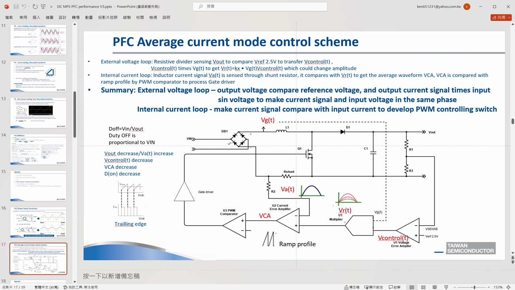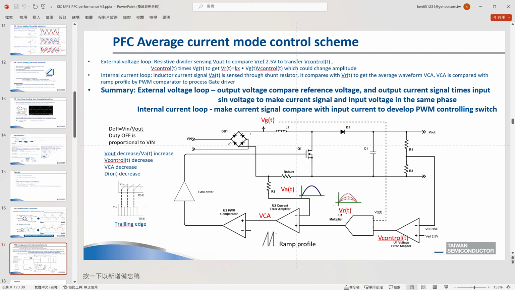The PFC control scheme is like this; there are two portions. The first portion is this external voltage loop. The output voltage will be compared with the reference voltage and provide the current signal. This will be multiplied by the input voltage and make the current and the voltage in the same phase. Another portion is the internal current loop. This current signal will be compared with the inductor current, and it provides the PWM duty cycle to control the MOSFET.